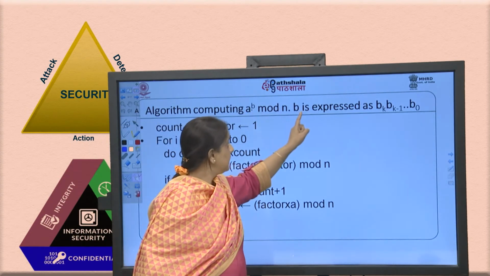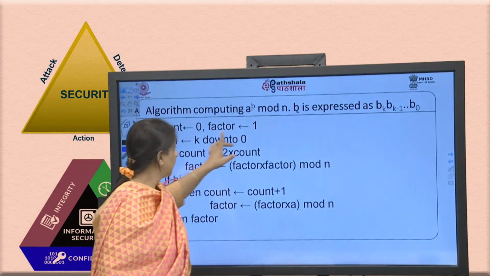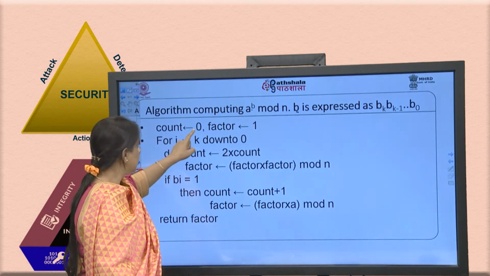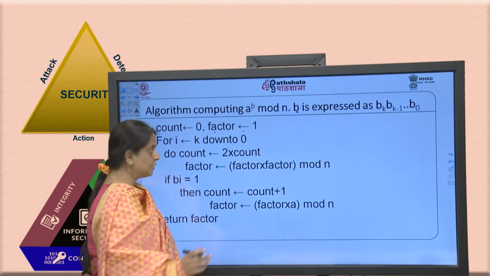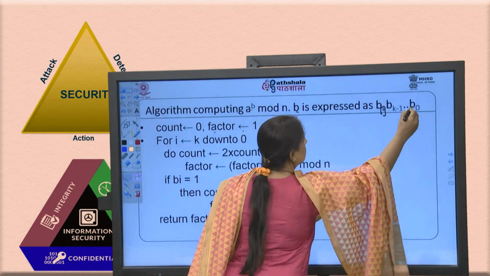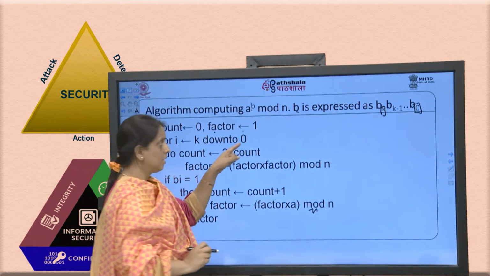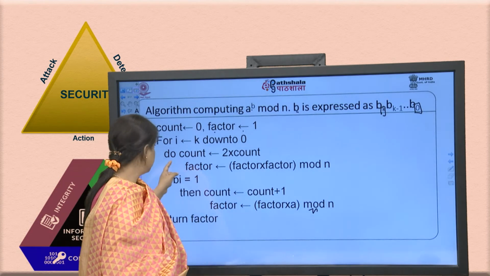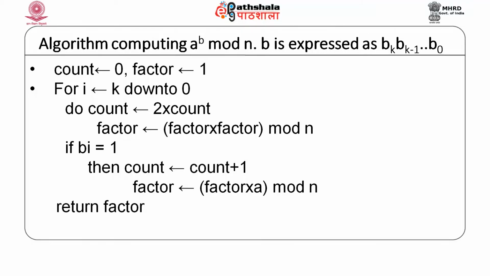Once again, whatever the exponent is, convert it into a binary number. Count is initialized to 0, factor is initialized to 1. How do we have to proceed? We have to go from k down to 0. So, we would start from the kth position and go downward towards the 0th position. Count should every time be multiplied.